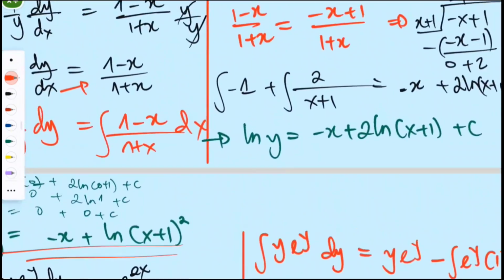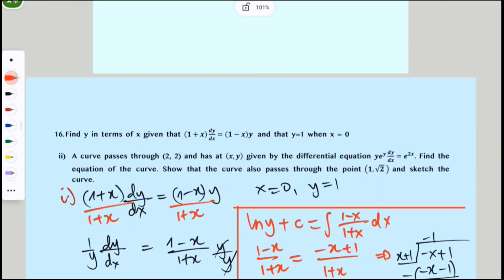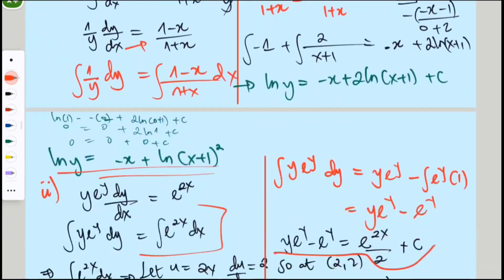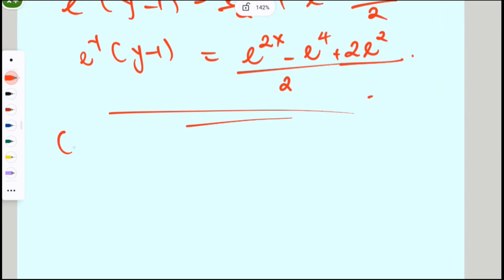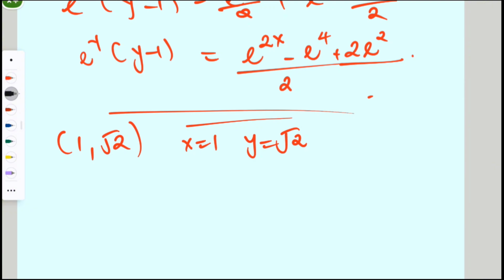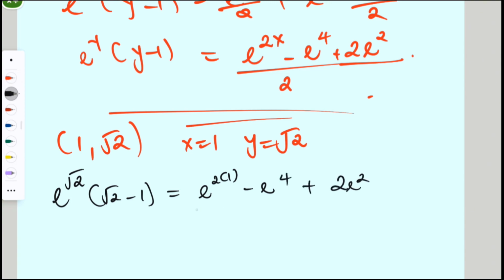The next part says that we should prove or show that the curve also passes through this point, and we sketch it. So the point (1, root 2), it means that when x is 1, y should be the square root of 2. So we simplify and we substitute x in there. So the left hand side must be equal to the right hand side. So 2e to the power root 2 minus 1 equal to e to the power 2 times 1 to the power 4 plus 2e squared over 2.